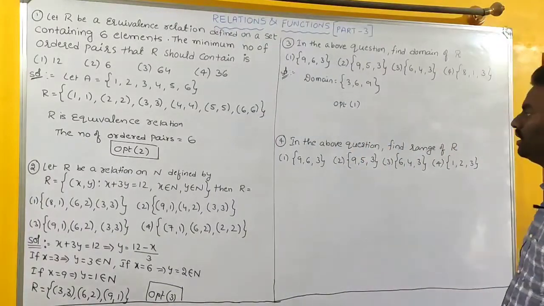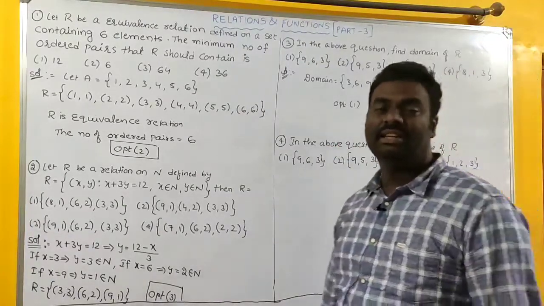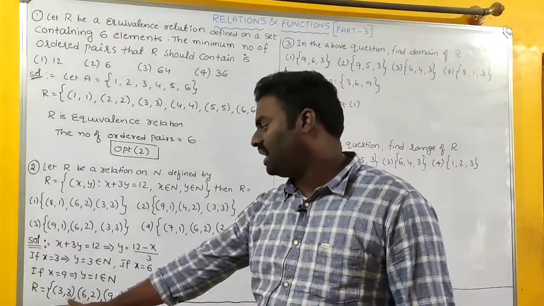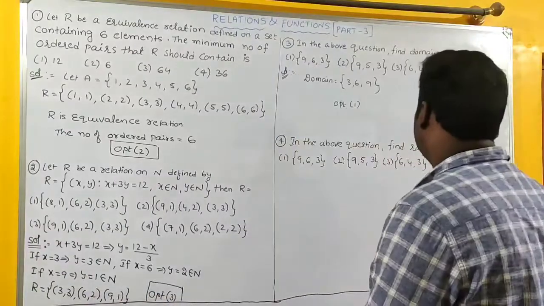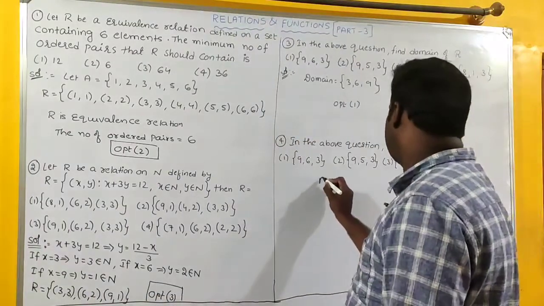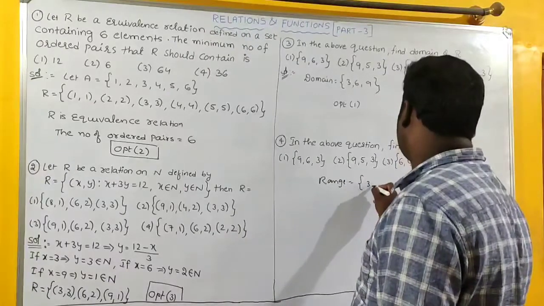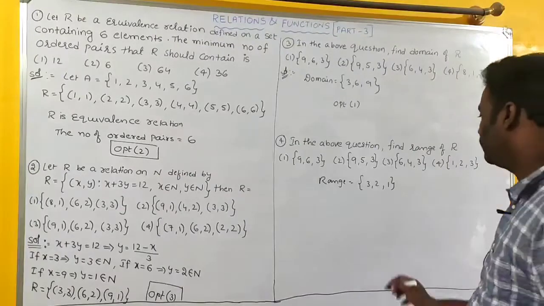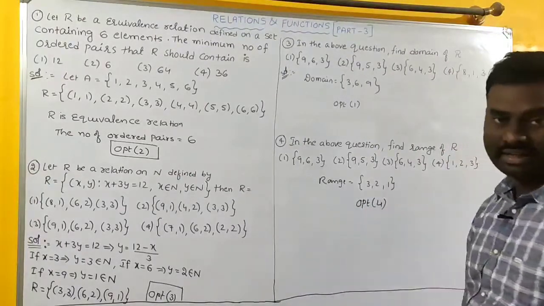Coming to the fourth question, in the above question, find the range. What is range? The set of second components in the ordered pairs. What is the second value? 3. What is the second value? 2. What is the second value? 1. Therefore, range is {3, 2, 1}. {3, 2, 1} means which option? Fourth option. Therefore, option 4 is the correct answer.